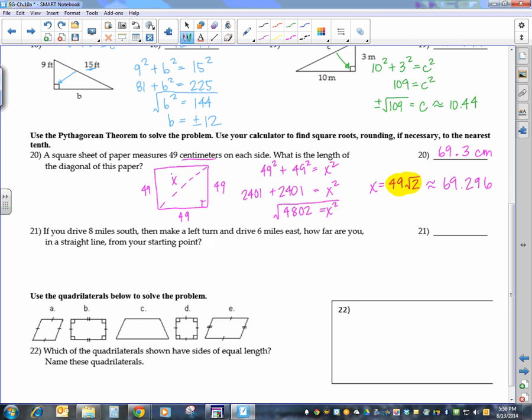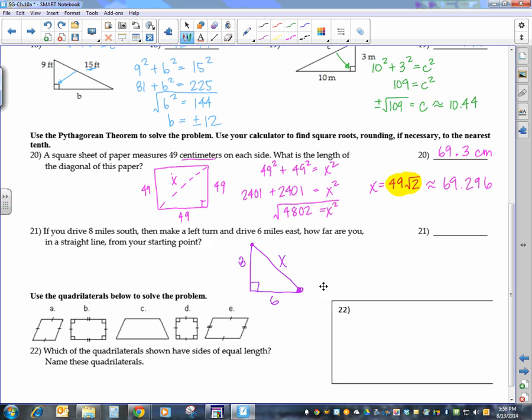If you drive 8 miles south, so I'm going to start right here, and drive 8 miles south, and then 6 miles east, how far are you in a straight line from your home? So they're asking me for this length right here.